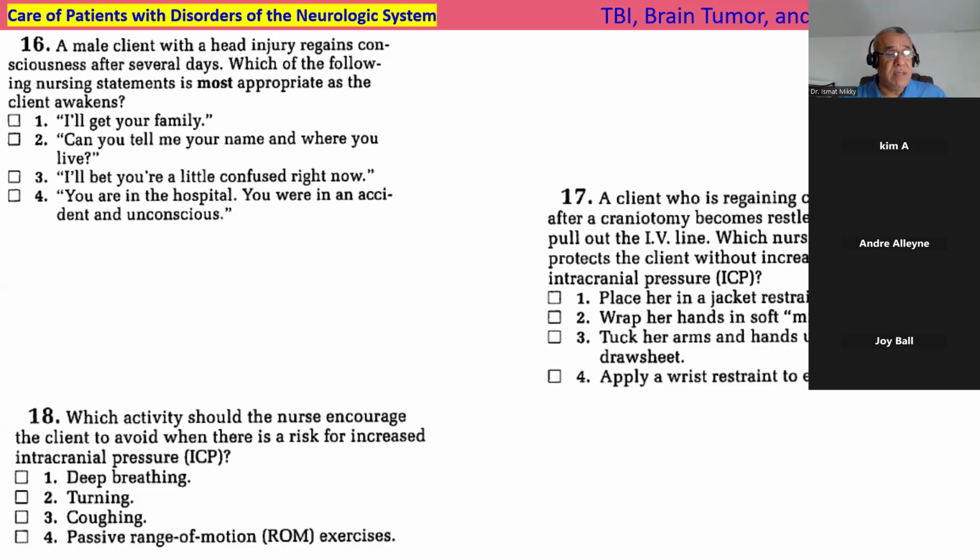It's way less restrictive than the jacket restraint and other applications, because a jacket or wrist restraint or tucking the client's arms and hands under the draw sheet, all these measures will be restricting the movement and add to the patient's frustration and feeling of being confined, all of which would also increase the patient's ICP. 18, which activity should the nurse encourage the client to avoid when there is risk for increased ICP?